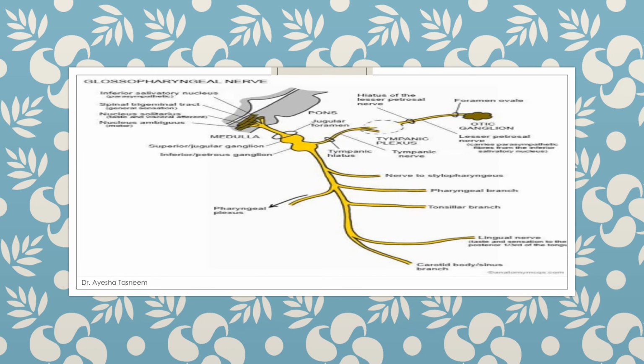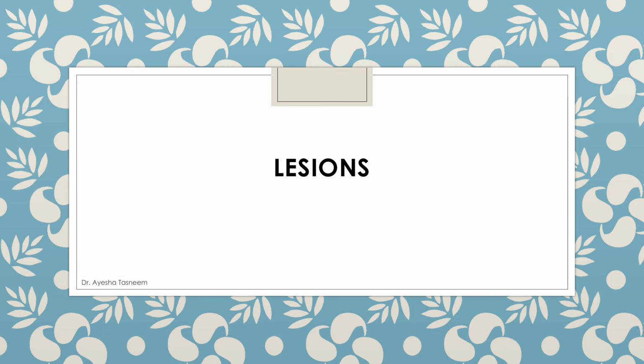Then is the lingual branch or the lingual nerve. It supplies the circumvallate papillae, mucosa near the sulcus terminalis, and mucosa of the posterior part of the tongue in communication with the lingual nerve. By this, we come to the end of the course of the glossopharyngeal nerve. Now we come to the lesions of the glossopharyngeal nerve.